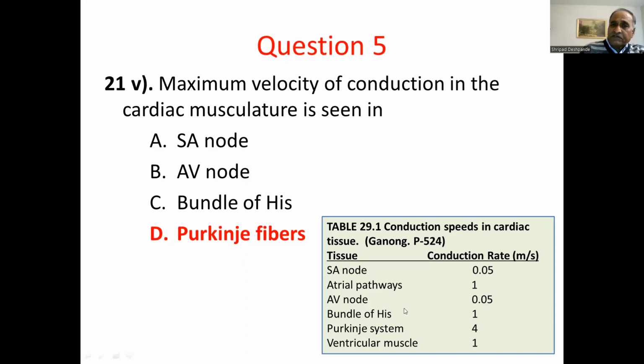Ganong page 524. SA node has a conduction rate of 0.05 meters per second. It is slow. Atrial pathways is 1 meter per second. AV node 0.05 meters per second. Bundle of His is 1 meter per second. Purkinje system 4 meters per second. Ventricular muscle 1 meter per second. Therefore, it is maximum here in the Purkinje system. The answer to this question is Purkinje fibers. So it is D, Purkinje fibers, is the right response.